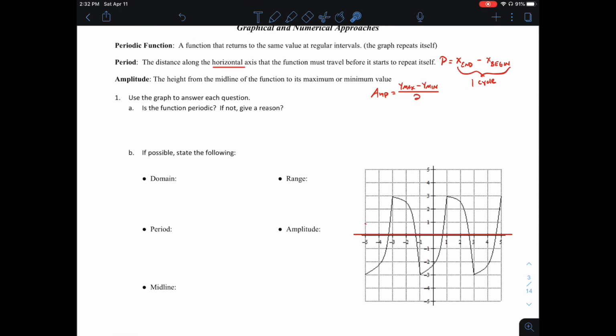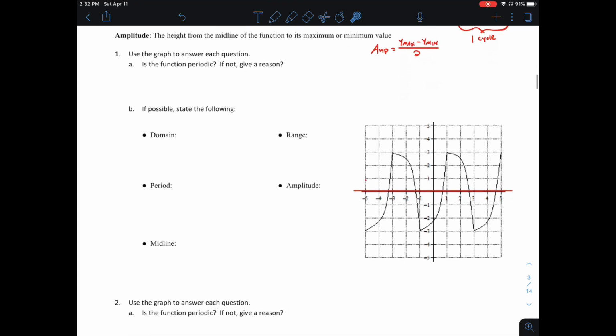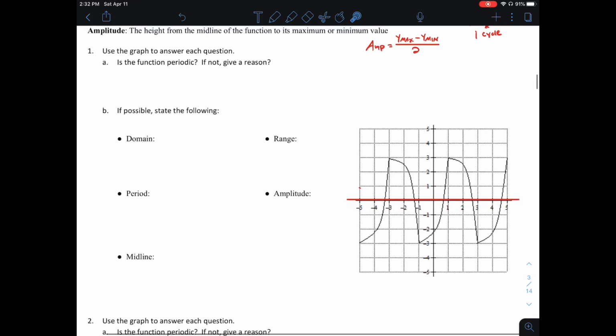All right, let's check out this example. Question 1, we have this graph and we have a bunch of questions relating to it. So we're going to add some things to this picture and I would encourage you to do as well. First of all, is this function periodic? If it isn't, give us a reason. If it is, we'll just say that it is. A periodic function, once again, is a function that returns to the same value at regular intervals. In other words, the graph repeats itself. This is definitely periodic.